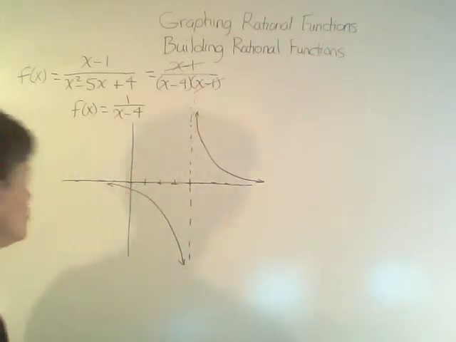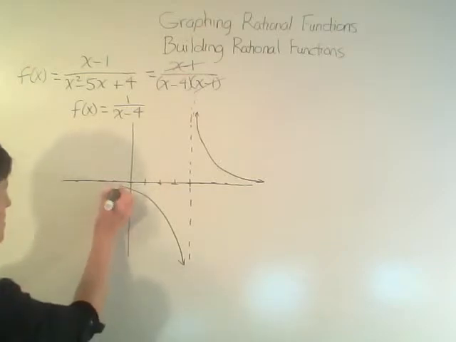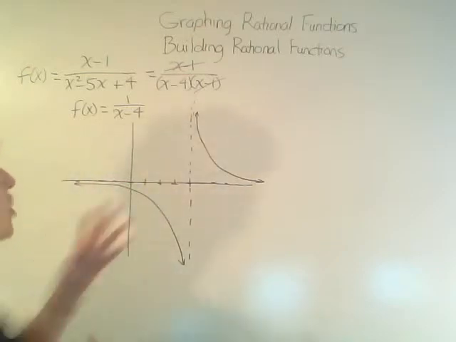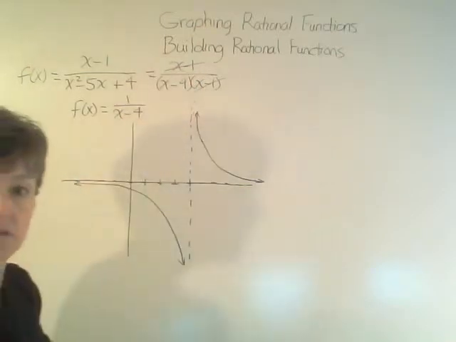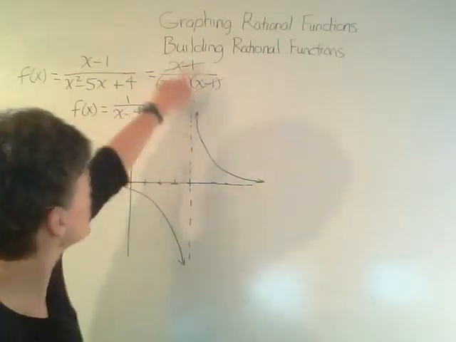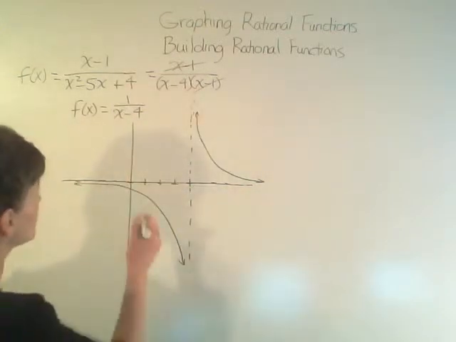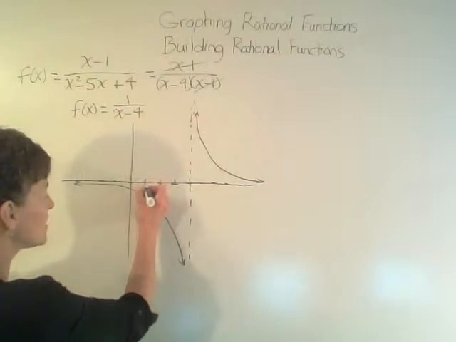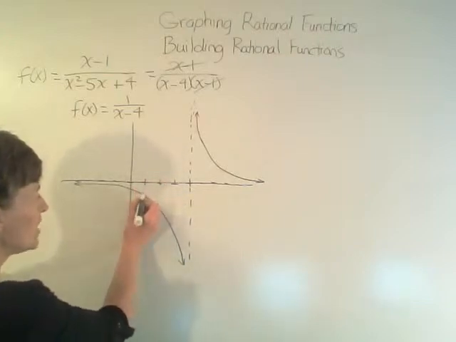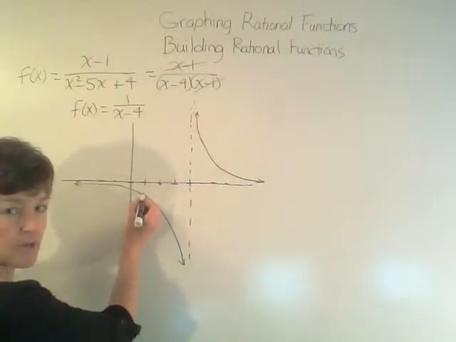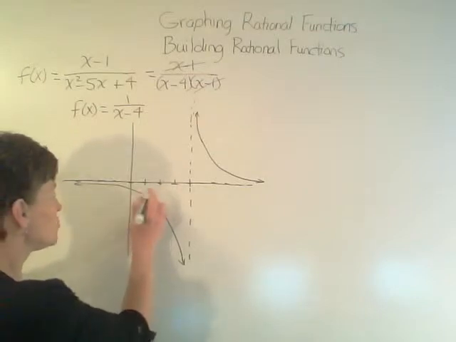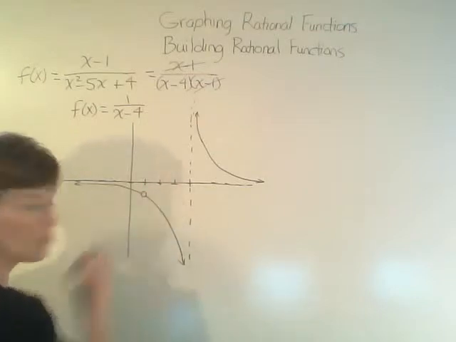Alright, but we have a new interesting feature, and that is this hole at x equals 1. This represents a hole in my graph. So if I come over to x equals 1 and I go down to my function, I really am not going to have a point here. Instead, I'm going to have a hole there.